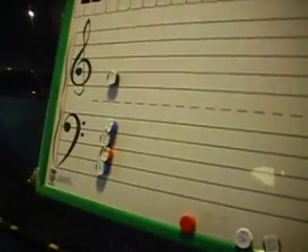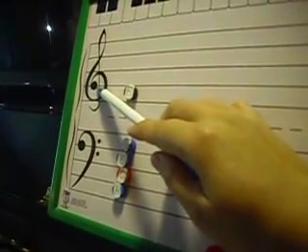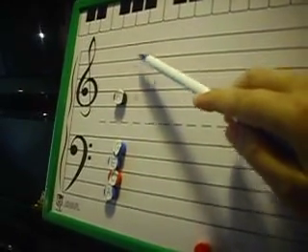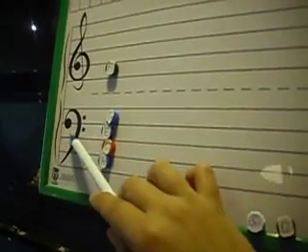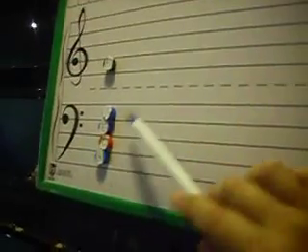Okay, Ethan. Treble clef, space note. Say, treble clef, space note. F A C E. Say F A C E. F A C E. Very good. Bass clef, space note. Bass clef. A C E G. A C E G.